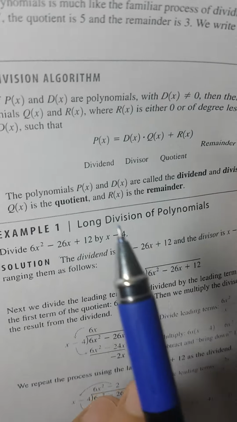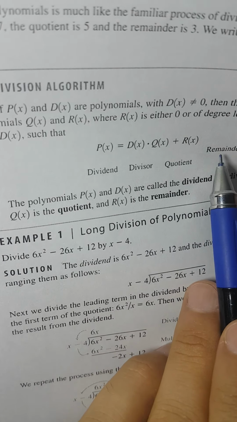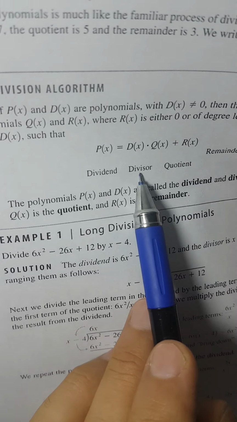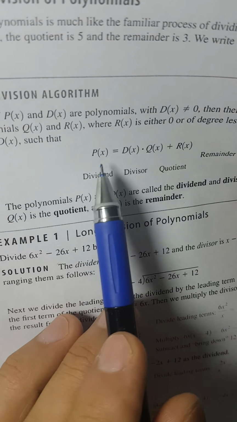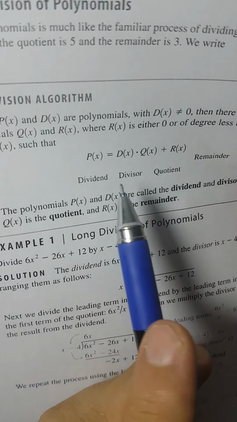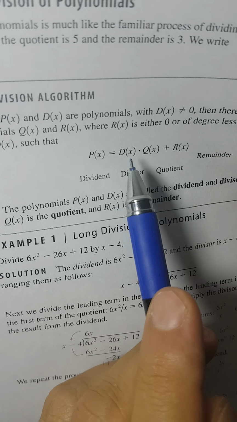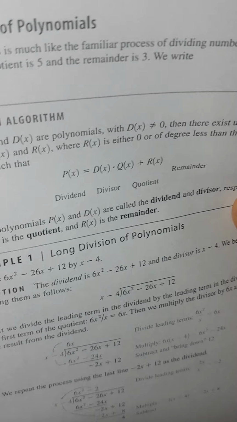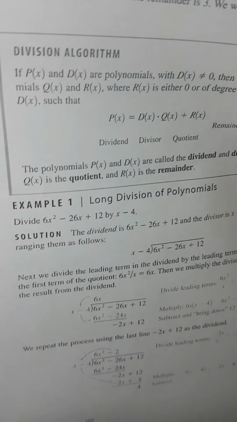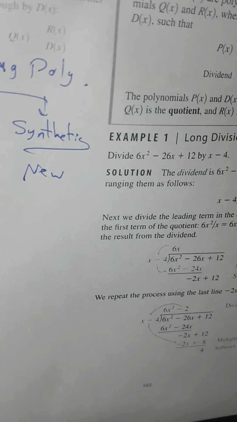In the long division, after dividing a polynomial, you can see we have other parts: remainder, quotient, divisor, and dividend. So a polynomial divides into three parts: divisor multiplied by quotient, plus or minus remainder.